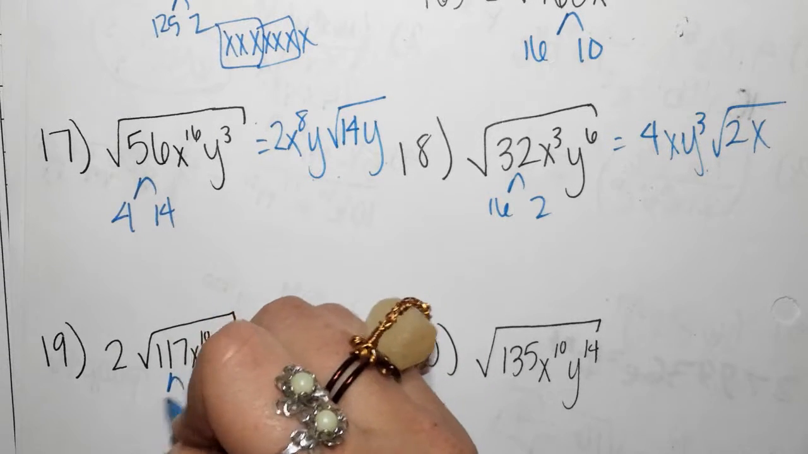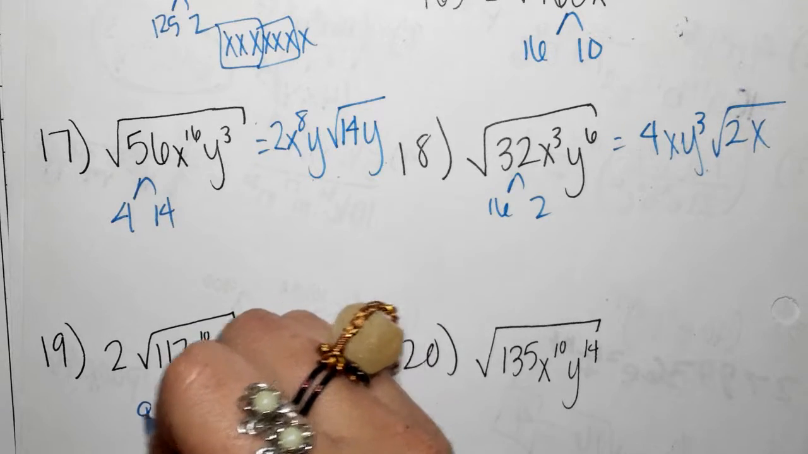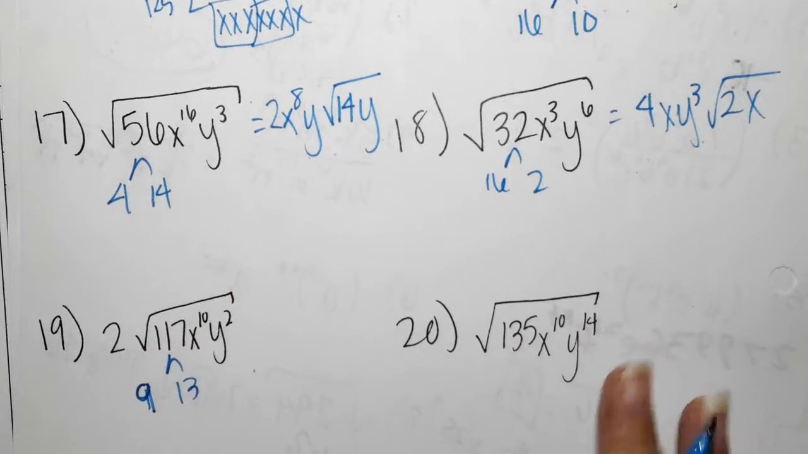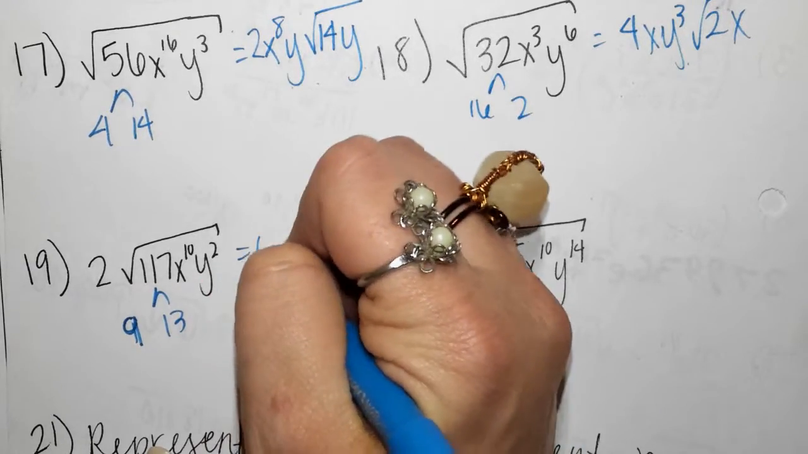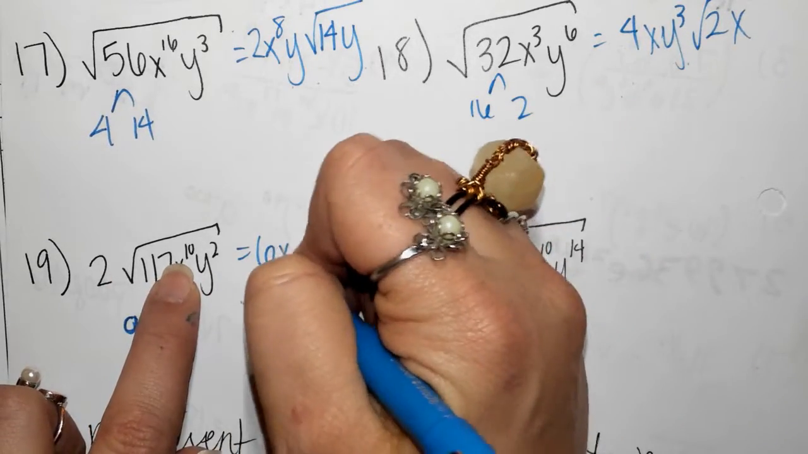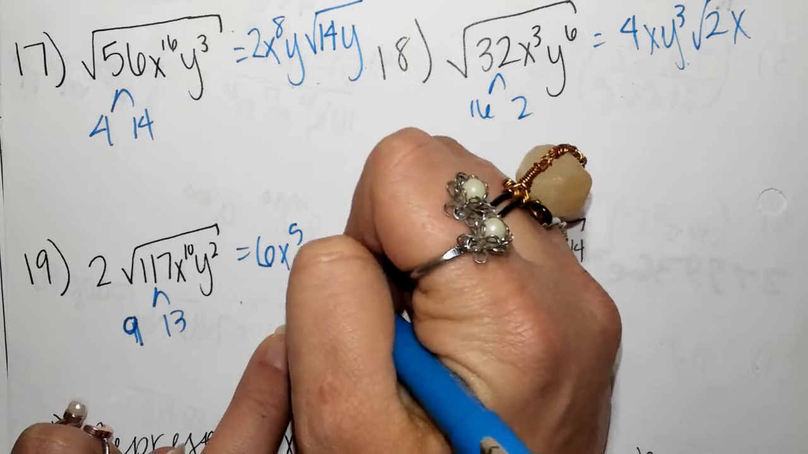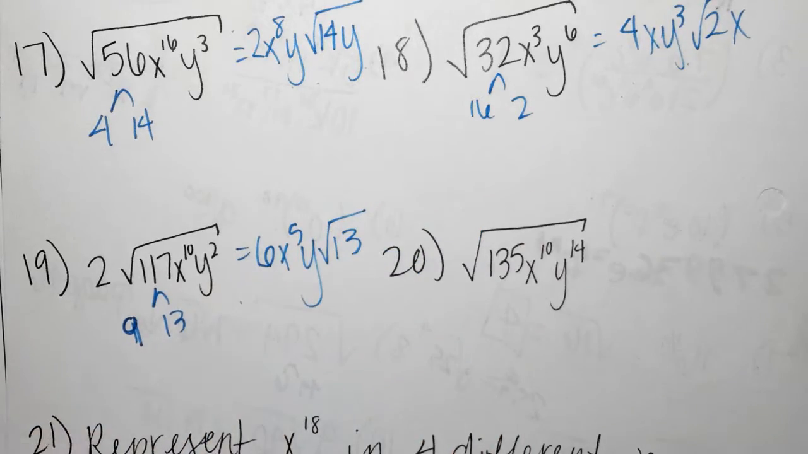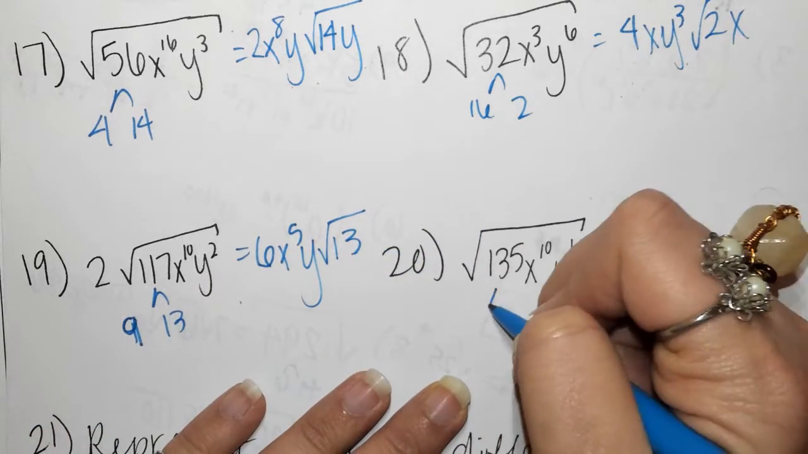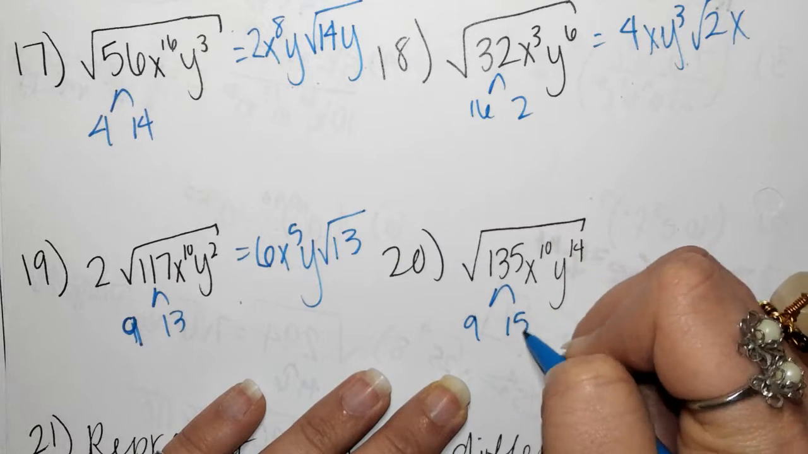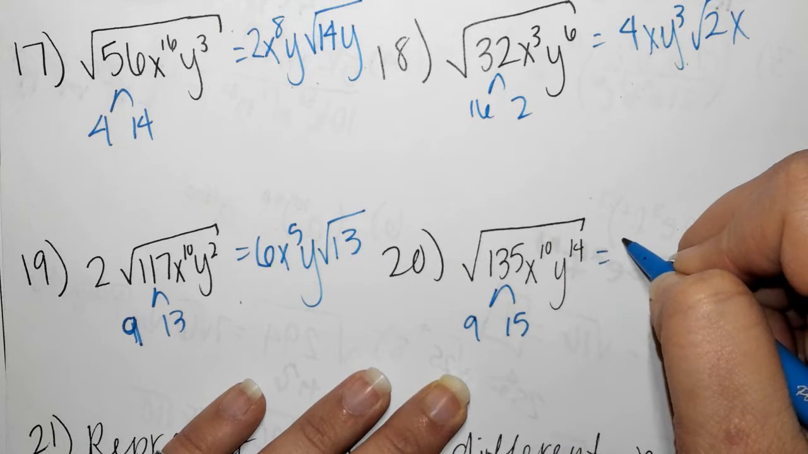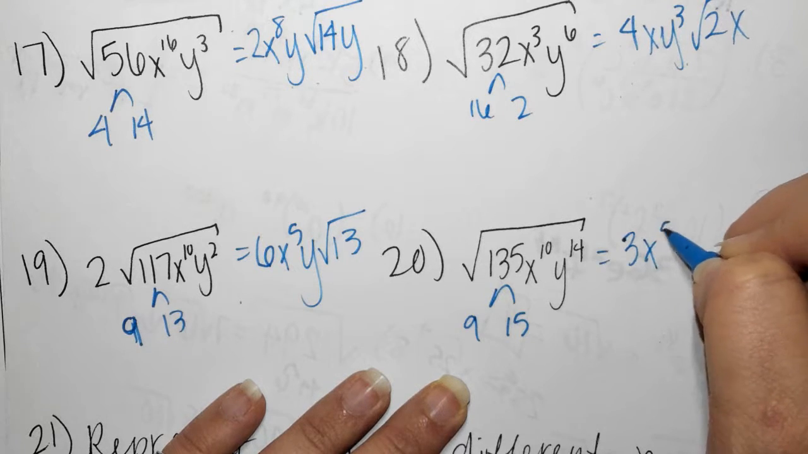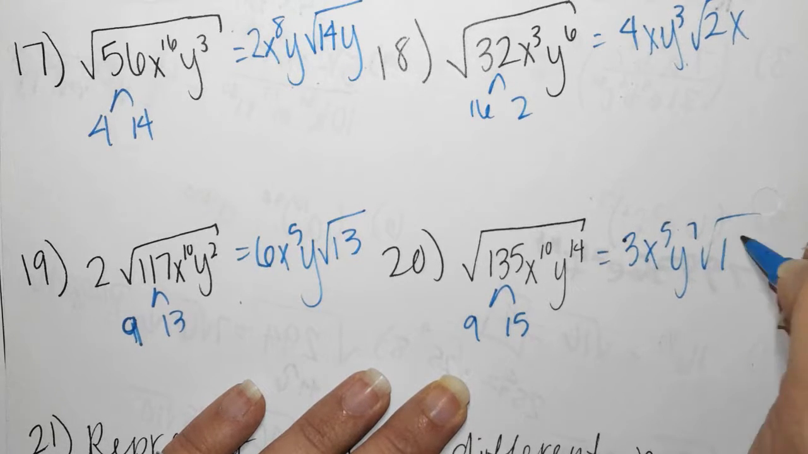Number 19 is 9 and 13. So that gives you 3, 2 goes into 10 5 times, 2 goes into 2 once, with 13 left on the inside. And this guy is 9 and 15. So that's 3, x to the 5th, y to the 7th, 15 left on the inside.